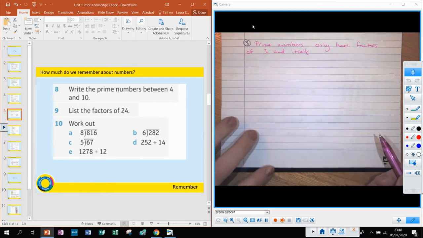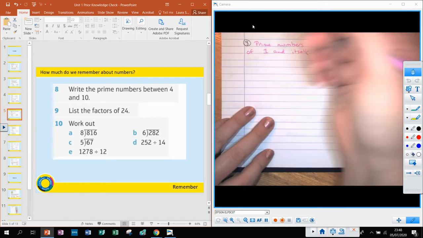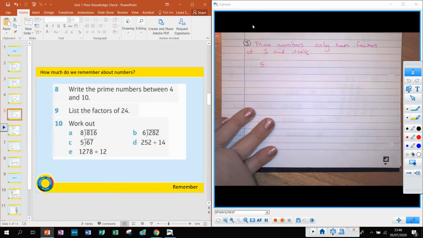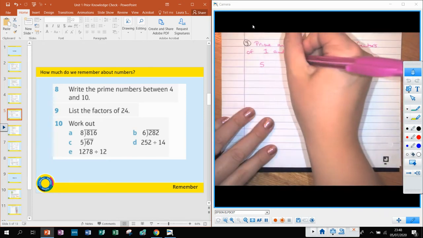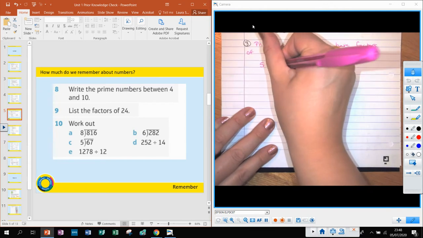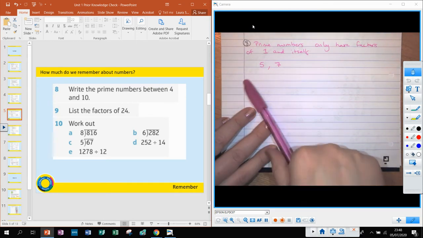Well, 4 is not a prime number because you can divide by 2, 4, and 1. So not just 4 and 1. But 5, I can only divide by 5 and 1, so that's correct. 6 is even, that won't work, it divides by 2. 7, I can only divide by 7 and 1. 8 is even, it divides by 2, and 9 also divides by 3, and 10 also divides by 2 and 5. So yes, it's only 5 and 7.